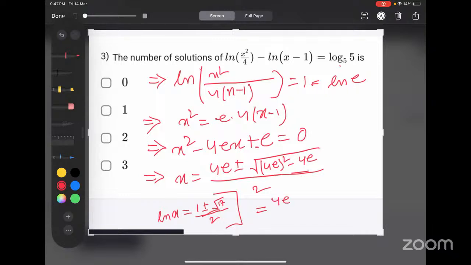Ma'am, it will be 4e, right? When we multiply 4e with x minus 1 in the second step, after multiplying e with 4 and x minus 1, right? Yes. So you get minus 4e. Thank you, correcting.